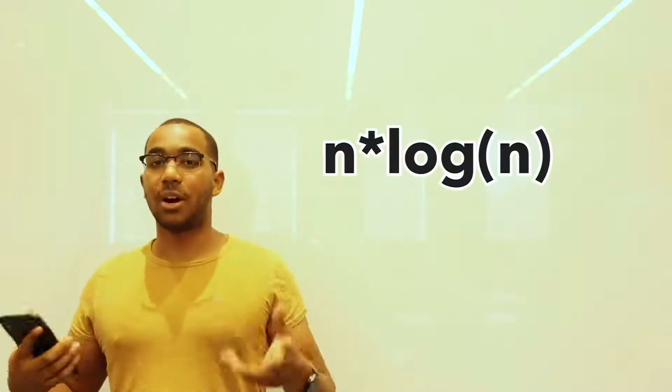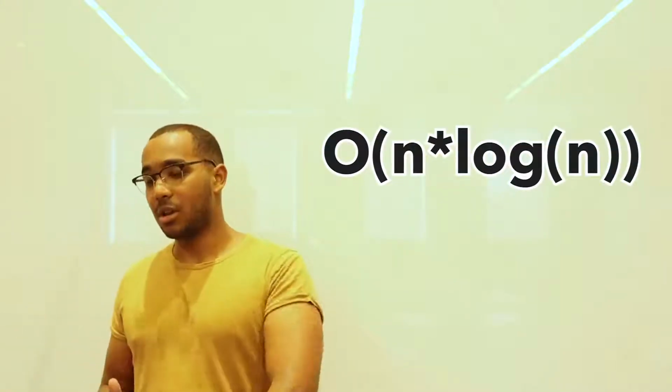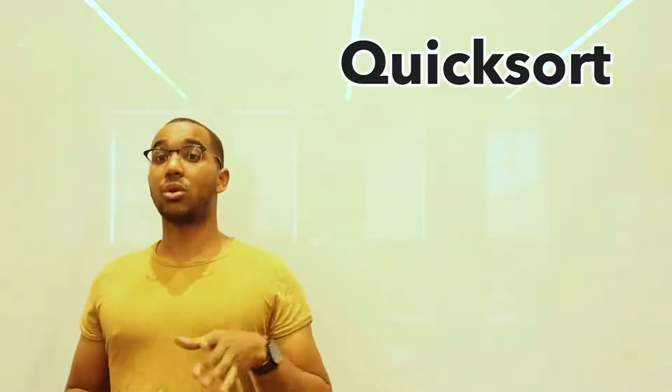In this video, we're going to discuss the weirder looking asymptotic bound of n log n, or big O n log n, since this is an upper bound. Where we see this often is in our sorting algorithms, like quicksort and merge sort.